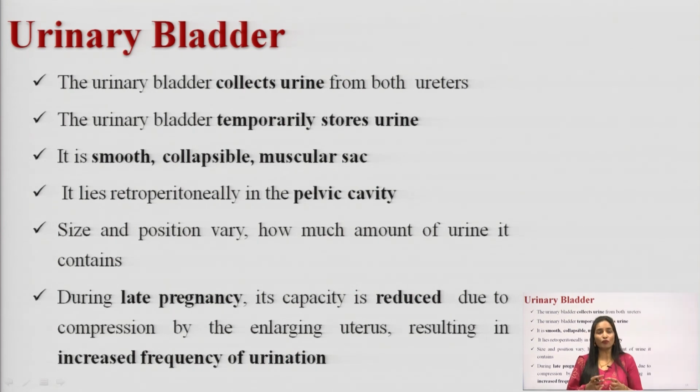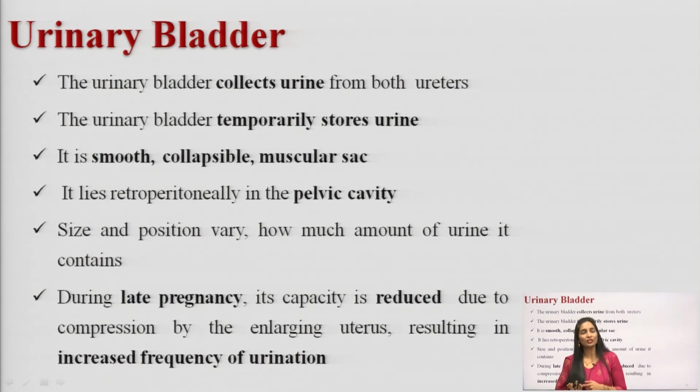The compression of the urinary bladder: you can see here the uterus will get expanded. So, the urinary bladder has been compressed, and there is not much space to fill the urine. This is the reason why a pregnant woman has an increased frequency of urine.